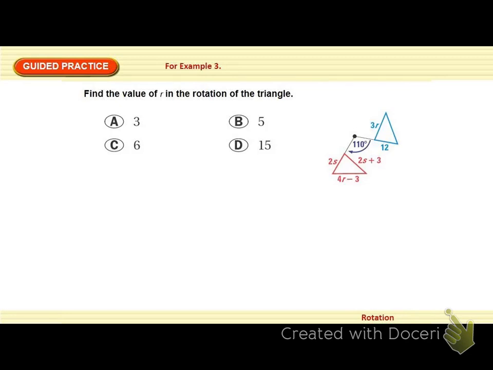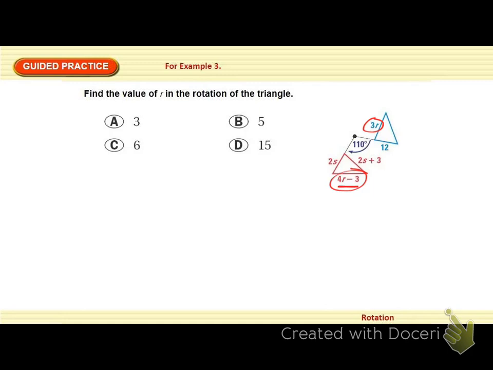Here's one for you to try. Go find R, stop the video, and again start it back up and see which of these values, 3, 5, 6, or 15, R is going to end up being. Okay, if we can visualize this a little bit, we find out that, let's see, there's an R here and an R here.